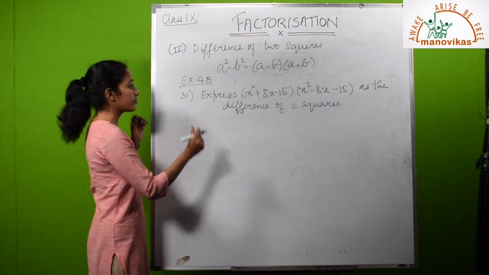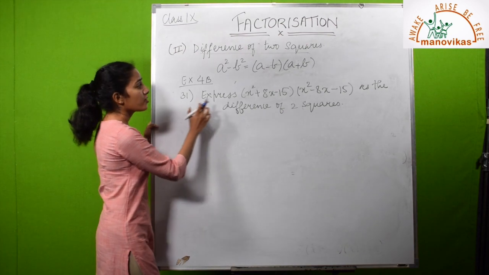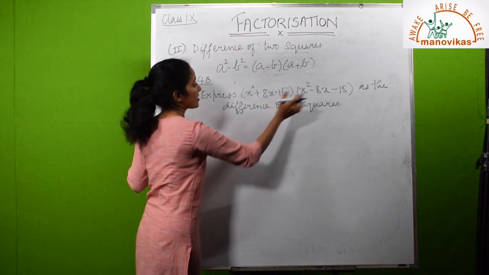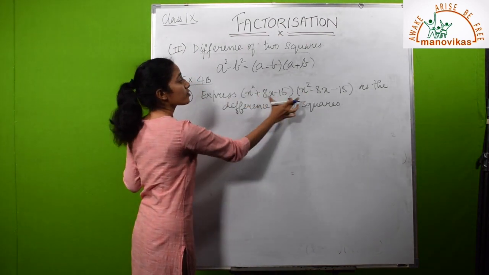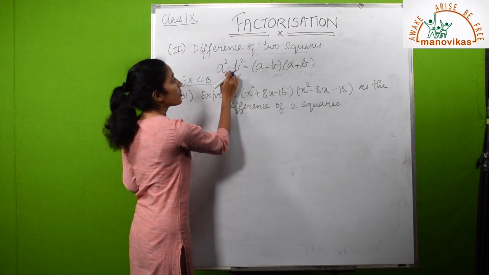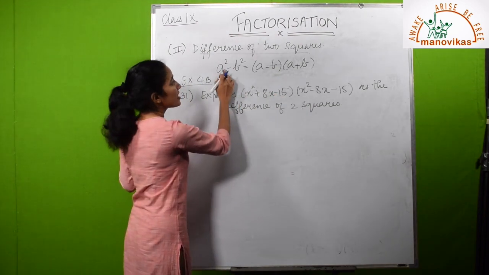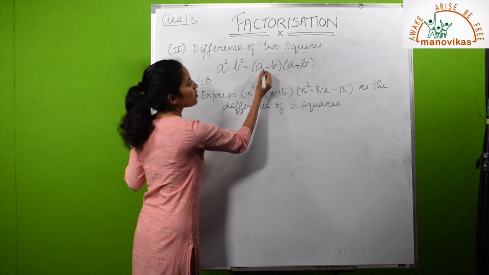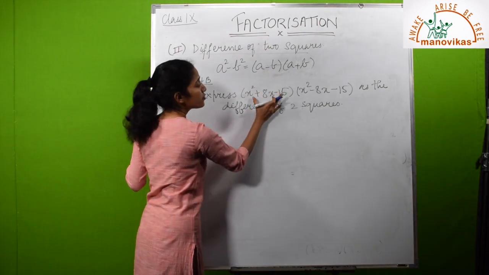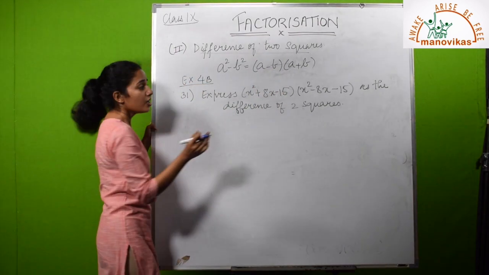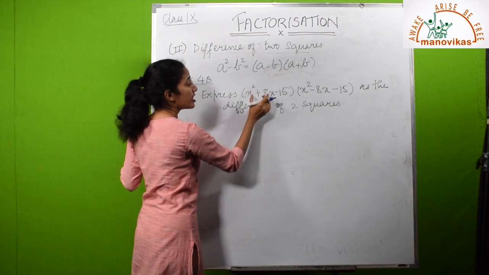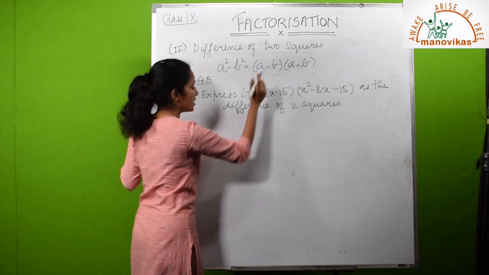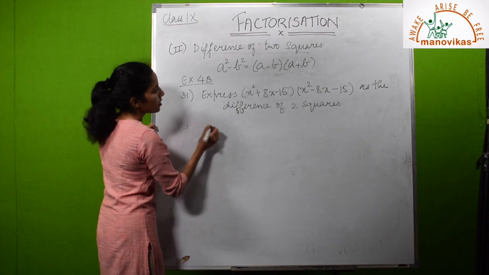Here is another example, problem number 31. You have to express this expression as a difference of 2 squares, meaning you have to write it as a square minus b square, which we then write as (a minus b)(a plus b). But you see that there are 3 terms here, so you have to make sure that you put them into 2 groups of a and b. How do you do that?